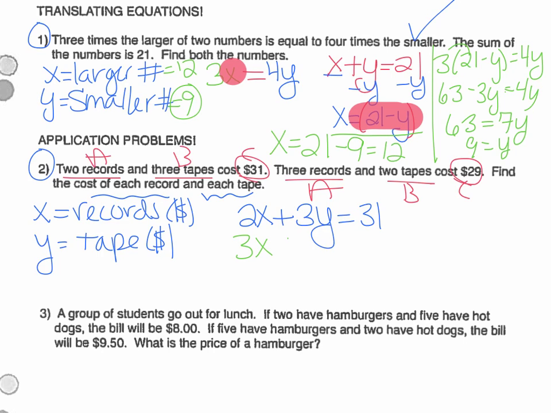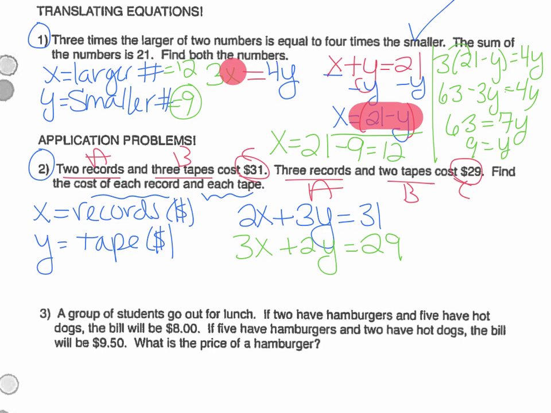2 tapes, so plus 2 times the cost of a tape. Those have to equal $29, right? So there are your two standard form equations, and I'm going to leave the rest of this up to you guys. Find the cost of each record and each tape.